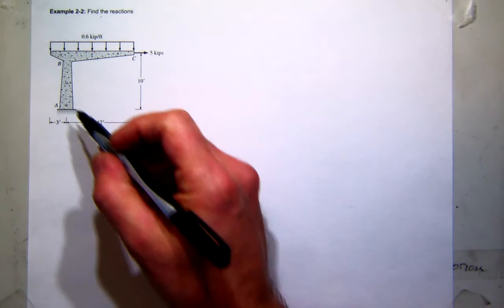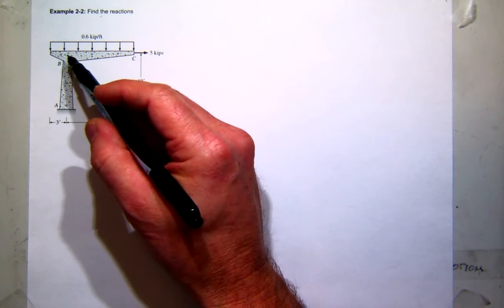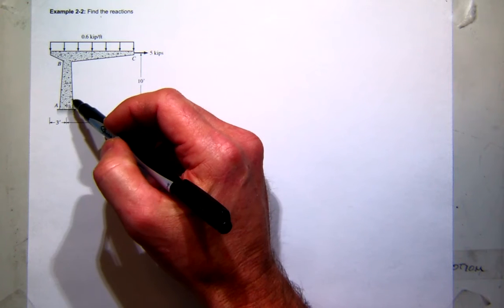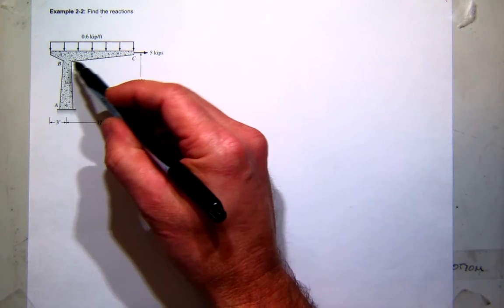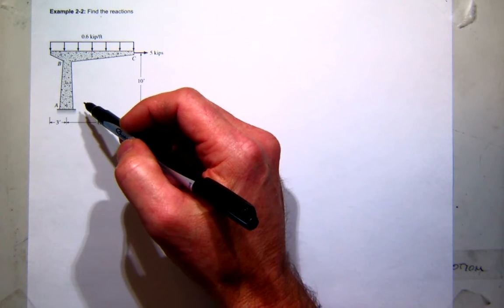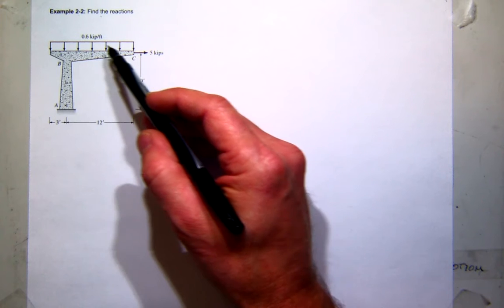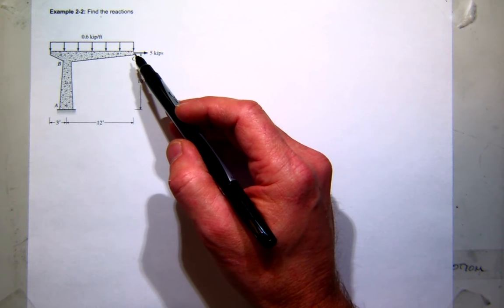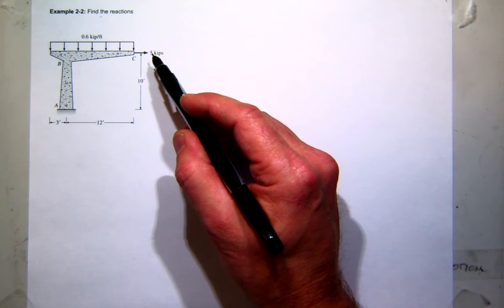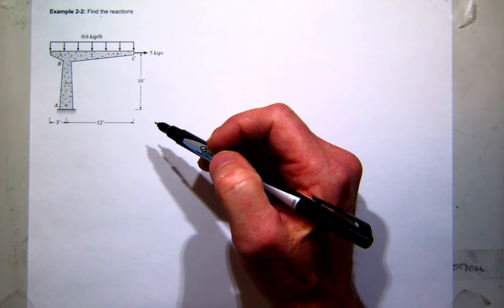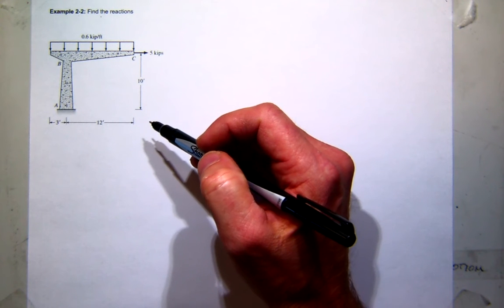All right, on this problem, it looks like it's a reinforced concrete, well, maybe not reinforced, probably is. Some kind of concrete structure, tapering. It has a distributed load across the top of 6 kips per foot. And there's a point load here on the side, a horizontal load of 5 kips.